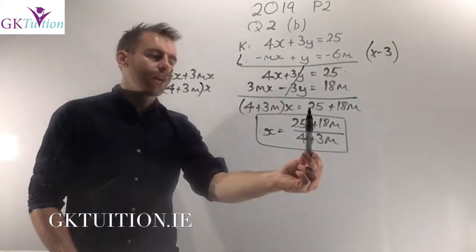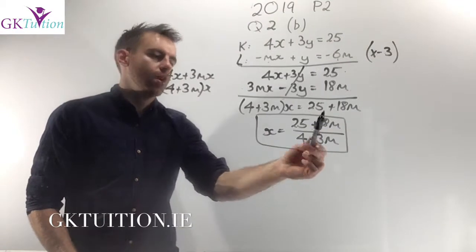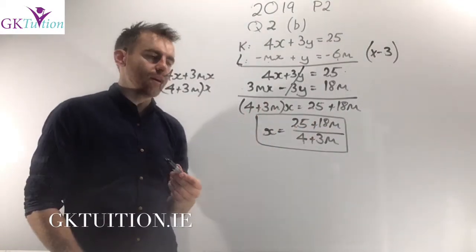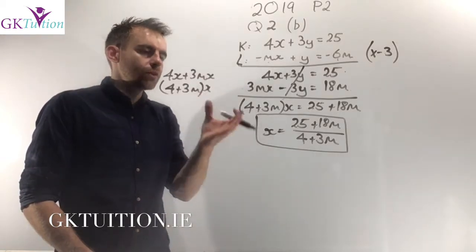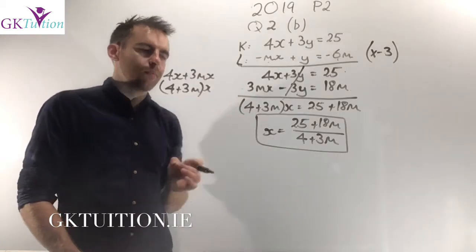I've no way of making that any neater because there are no like terms, so I just leave it as 25 plus 18m. Obviously this is a simultaneous equation, so the whole point here is I want to isolate my x.